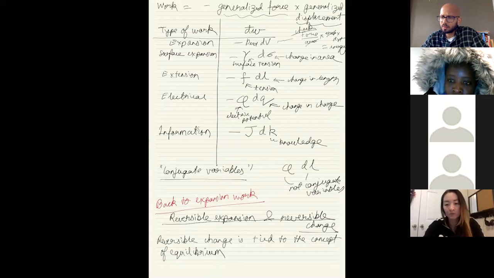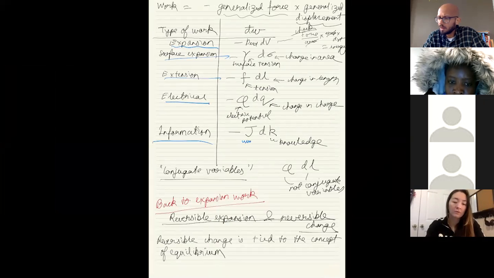And then I mentioned other types of work as compared to just volume expansion. We could have surface expansion, external extension. We could have electrical work. We could have information work. It's all about the force that is causing a particular change and the amount that is changing.